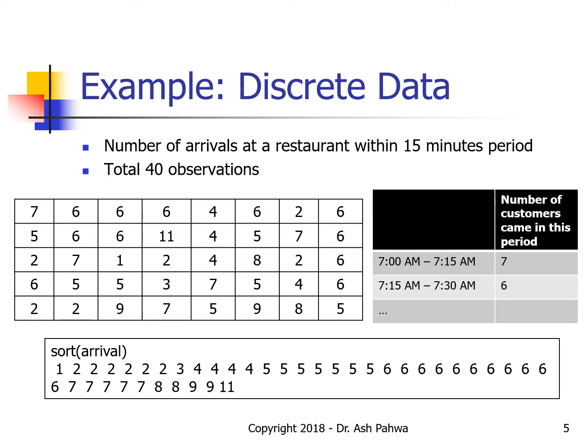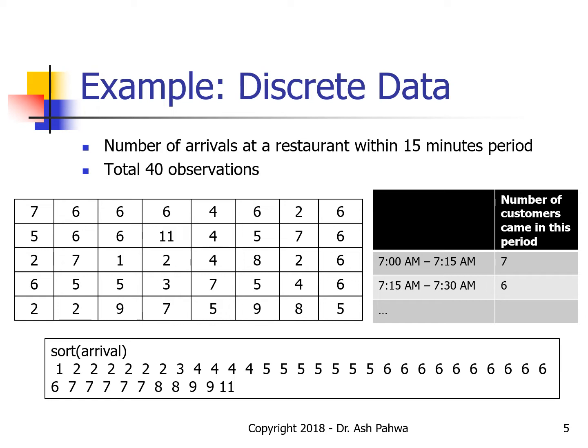When the restaurant opens, 7 customers arrive during the first 15 minutes. During the next 15 minutes, 6 customers arrived, followed by another 6, and so on. So we have 40 total observations which have been displayed in this table.